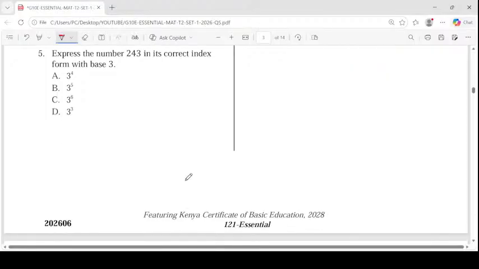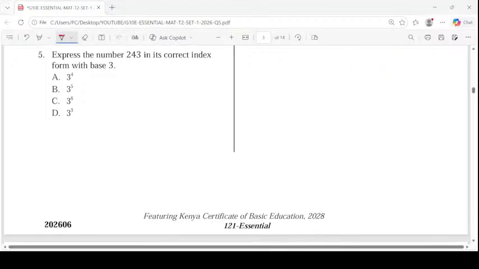Let us look at question number 5. Express the number 243 in its correct index form with base 3. Let us see how we work it out. When I have 243, I want to get its factors. How many times does 3 get here?